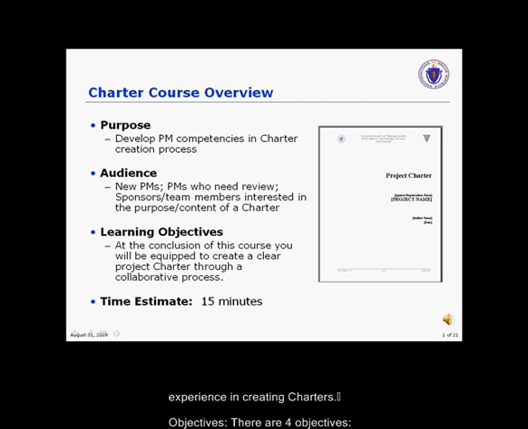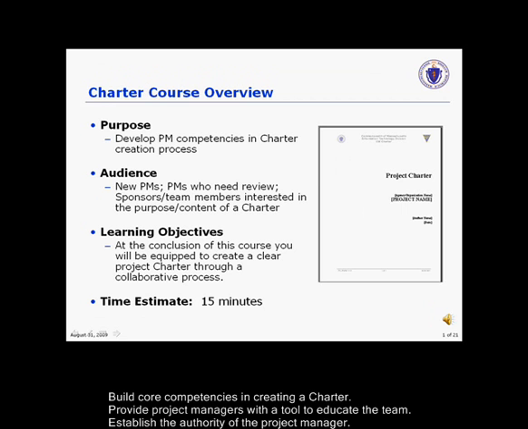There are 4 objectives. Build core competencies in creating a charter. Provide the project manager with a tool to educate the team. Establish the authority of the project manager. Agree to metrics.